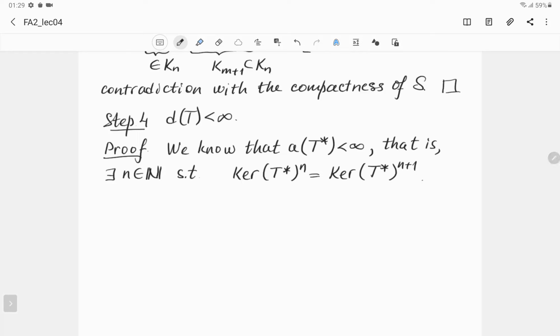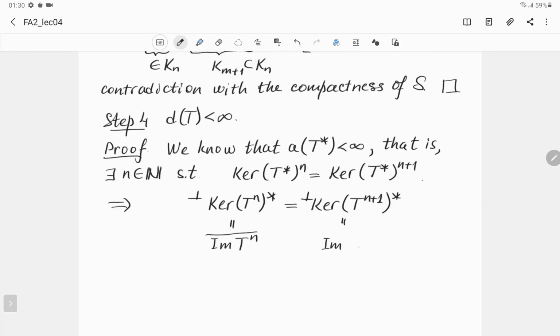Okay, let's now take the pre-annihilators of these kernels. First of all, T star to the power n is nothing but T to the power n star. So take the pre-annihilators of these kernels. And let's now recall that the pre-annihilator of the kernel of T star is the closure of the image of T. It holds for each bounded operator between normed spaces. So this is the closure of the image of T to the power n. And this is the closure of the image of T to the power n plus 1.